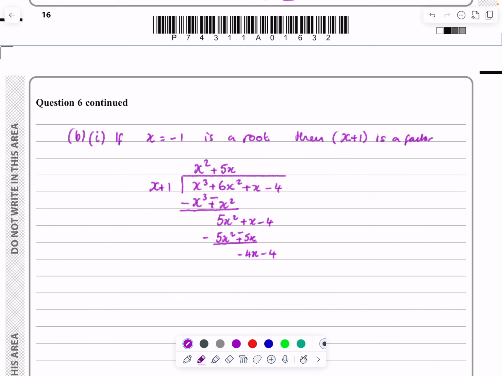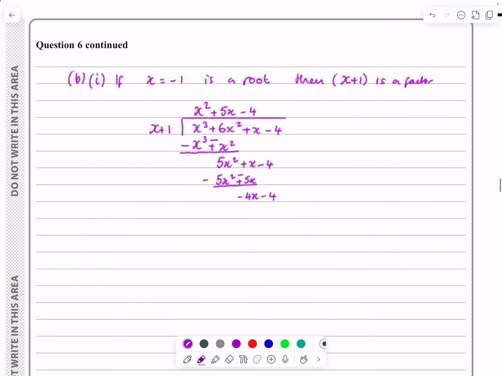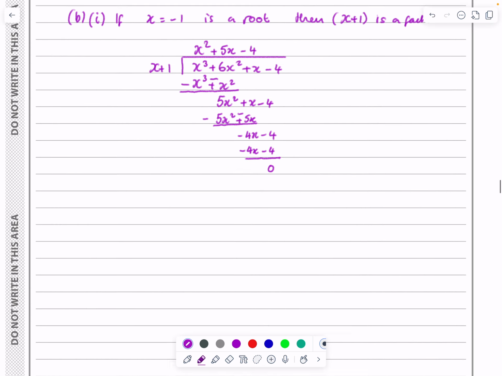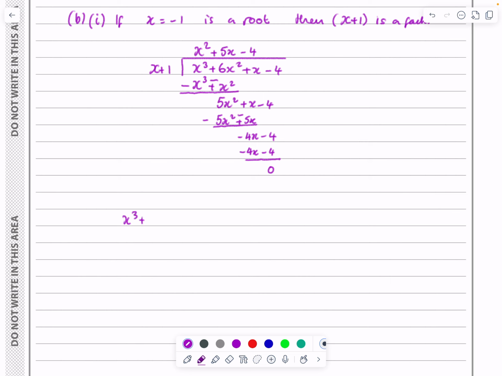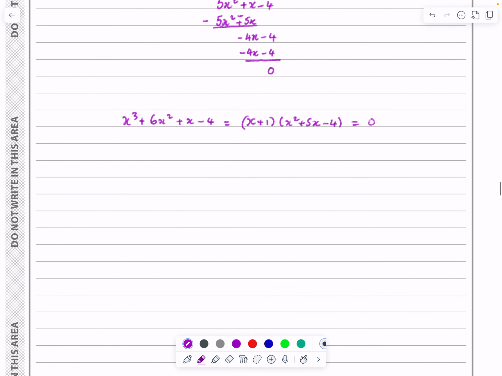Last time of doing it. Now how many times does x go into minus 4x? It goes in minus 4 times. Minus 4 times my x plus 1. And brilliant, I wanted a situation where there was no remainder when I subtracted them. So I've now been able to say that x cubed plus 6x squared plus x minus 4 factorizes to x plus 1 times x squared plus 5x minus 4, and we want to solve both of those equal to 0. So I've got the quadratic that I need to solve.